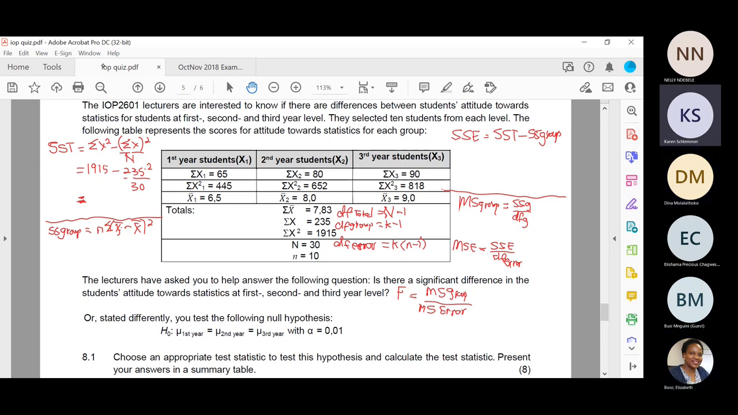And the answer you got was 1915 minus 55225. Is that the answer you got? The answer is 74.17. Yes, I got 74.17. Okay. And the SS group, we use 10.